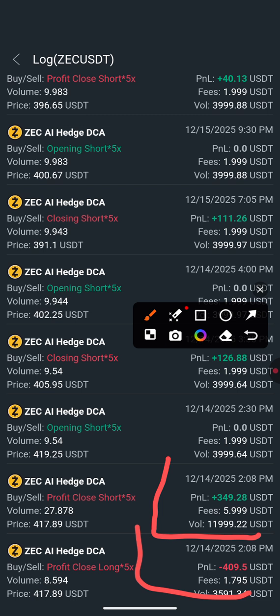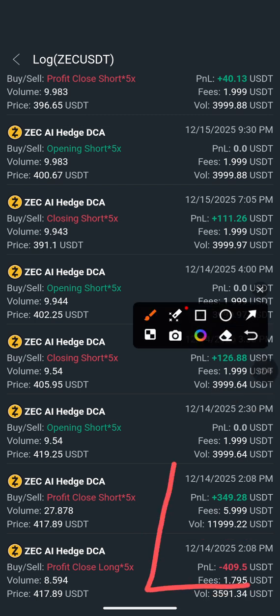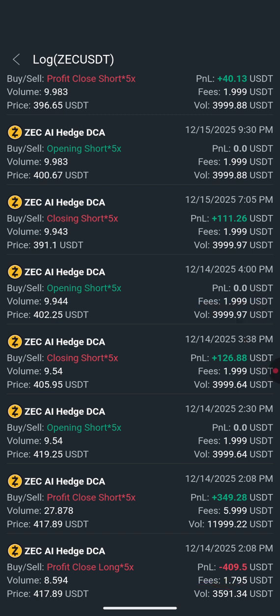As long as the AI sees that it has met the desired net profit, both the long and the short positions will close in whatever state they are in. You understand? So this was the last reset that happened. All right, this was on the 14th of December, and then the trade started again.